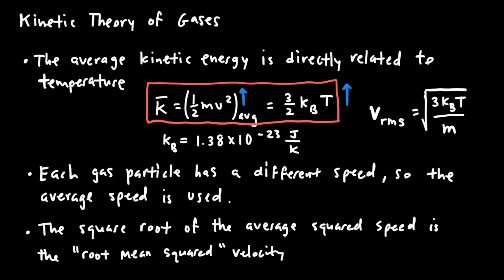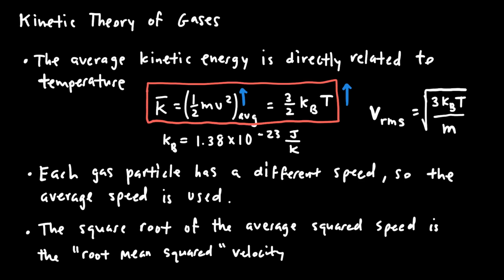In a gas, however, each gas particle has a different speed. If you take a box of a certain gas and you look at each one of the individual molecules in that box, or each one of the individual atoms in that box, then each one would have a different speed. And for that reason, we have to use average speed.